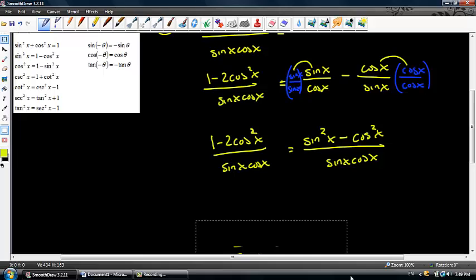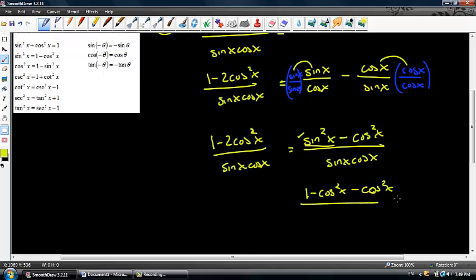Let me just clear some junk down here. Okay, well, let's take a look at the top. I've got 1 minus 2 cosine squared x's. Well, I have 2 cosine squared x's on the left, and I only have 1 on the right, so I need to figure out a way to create another cosine squared x. It's a good thing I've got this sine squared x right here, and I can refer back to my Pythagorean identity and say that sine squared x equals 1 minus cosine squared x. So I'm going to convert sine squared x into 1 minus cosine squared x, minus cosine squared x, all over the common denominator.